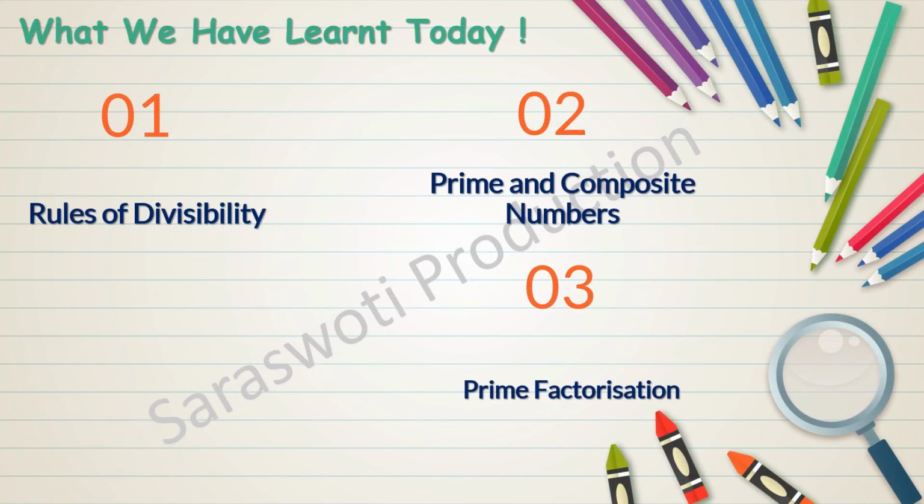What have we learned today? Today we have learned about the rules of divisibility by 2, by 5, by 10, by 3 and 9. Then we have learned about prime and composite numbers, and also how 1 is neither prime nor composite, and thus you're able to find the 25 prime numbers between 1 and 100, yes? And lastly, we have learned about prime factorization.